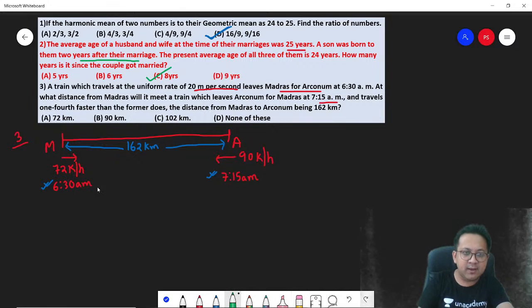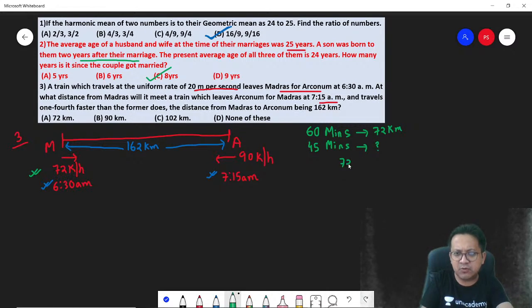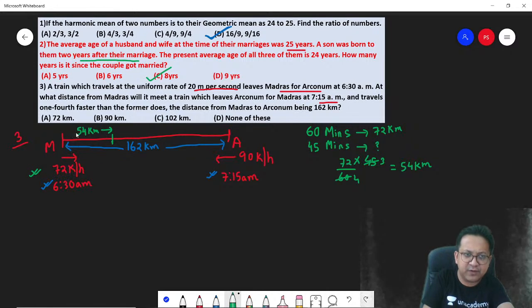Let's have a look. The left-hand side train, 72 kilometers per hour, means in 60 minutes it covers 72 kilometers. So in 45 minutes, how much would it cover? Apply the unitary method: 72 divided by 60 into 45. 15 threes are, 15 fours are, 4 18s are, so basically it would have covered 54 kilometers. So at 7:15 a.m. the left-hand side train would have covered 54 kilometers, and it would have reached this place.